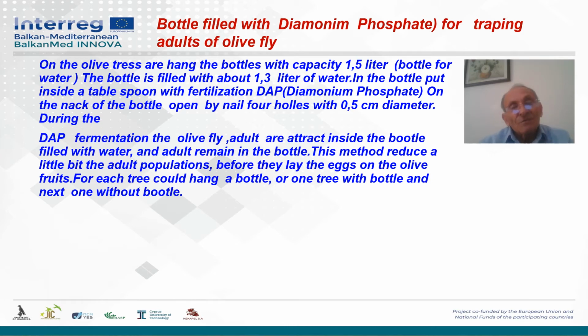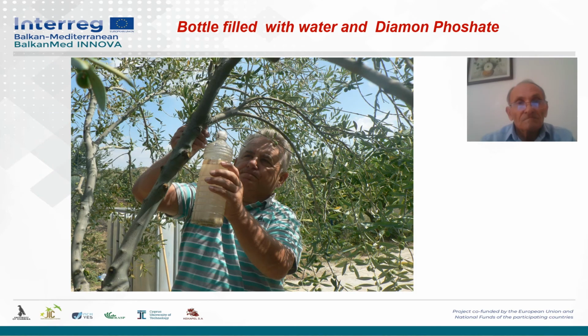This method is used in many countries, especially in Spain. This kind of simple method is used on big surfaces, and is an integrated pest management element of olive fly control. Here we see an example, a bottle filled with water and diammonium phosphate.